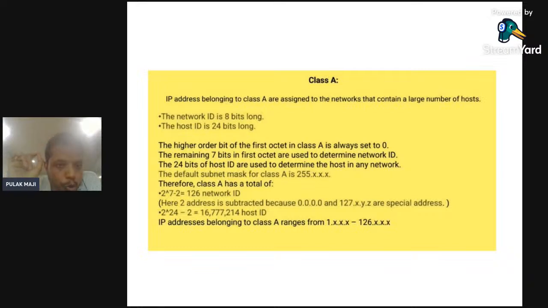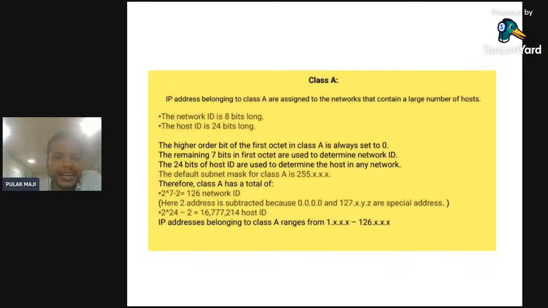That's why in today's scenario we are not using classful IP addressing. We are using classless IP addressing, also known as CIDR, classless inter-domain routing. Hopefully it is clear why we are not using classful addressing today. So my next topic is classless addressing, also known as CIDR, classless inter-domain routing.